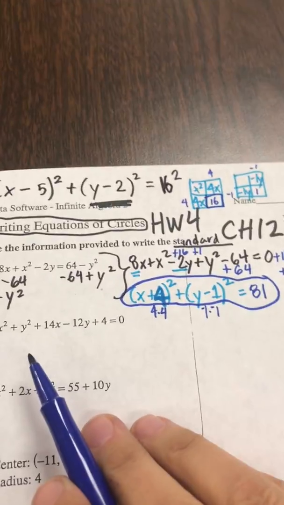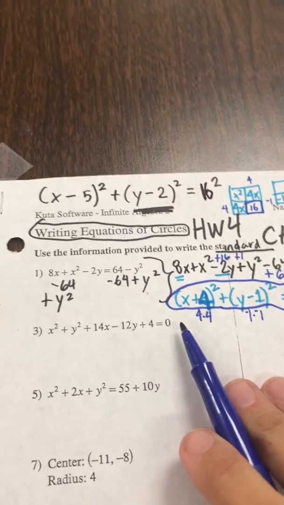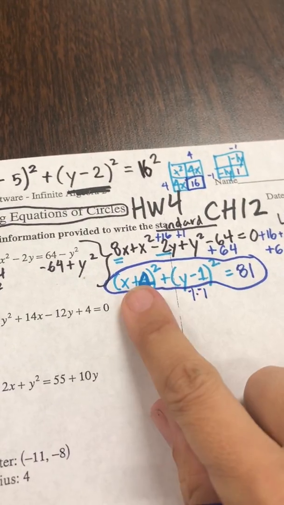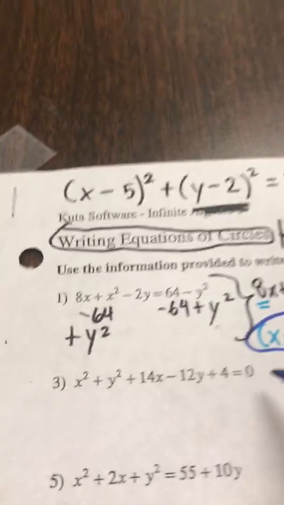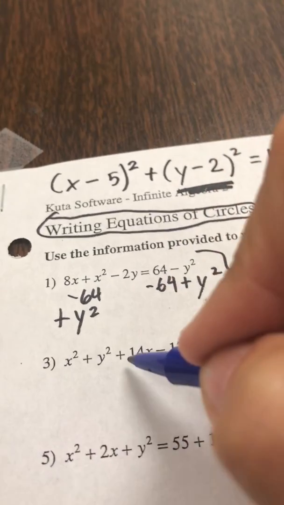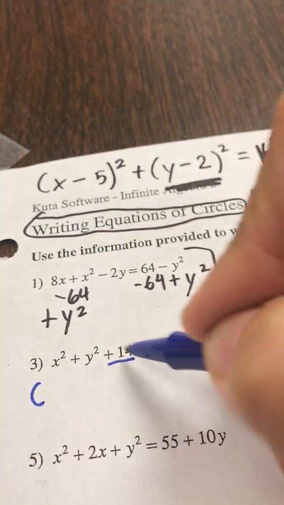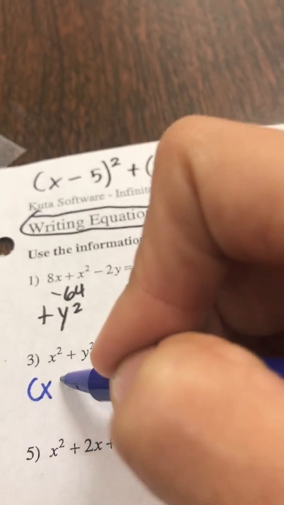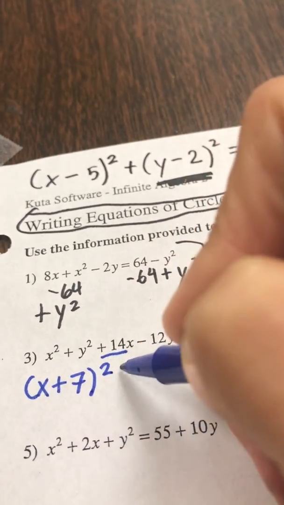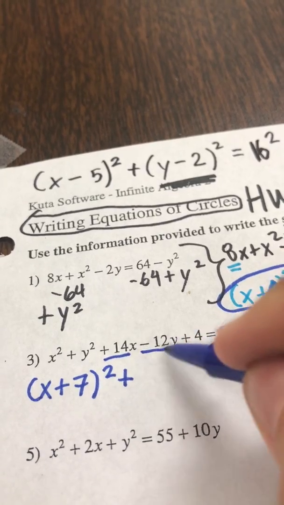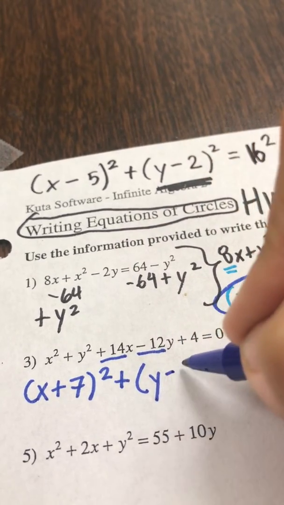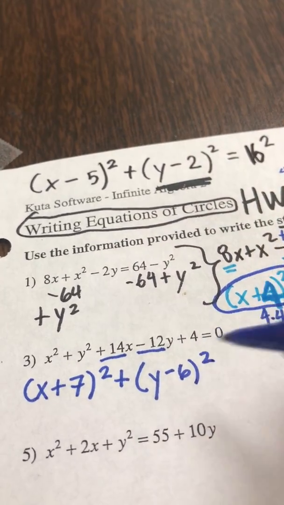Next question. It's definitely not in standard form because I can't see what the center would be and I can't see what the radius is. So I need to make it look like I want. But I like it. Everything's over to 0. So I look at the number in front of the x and I divide that by 2. So it looks like it would be x plus 7 squared. Now I look at the number in front of the y, I get negative 12, so that'd be y minus 6 squared.